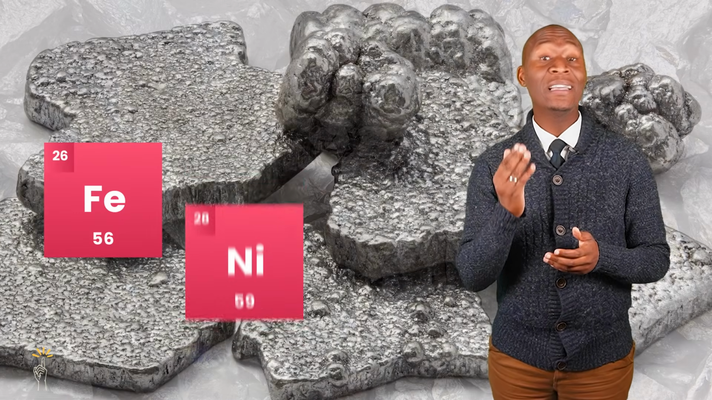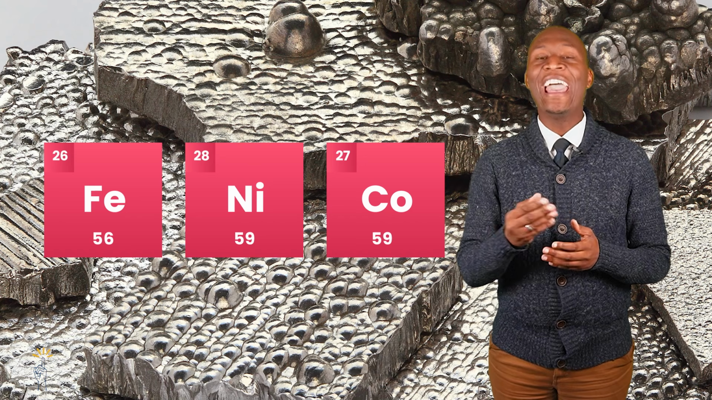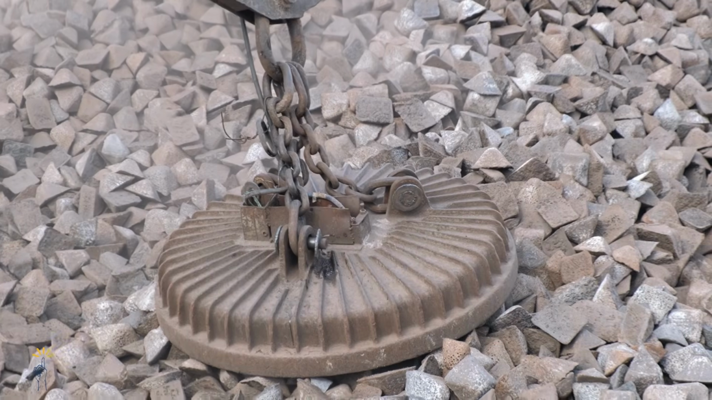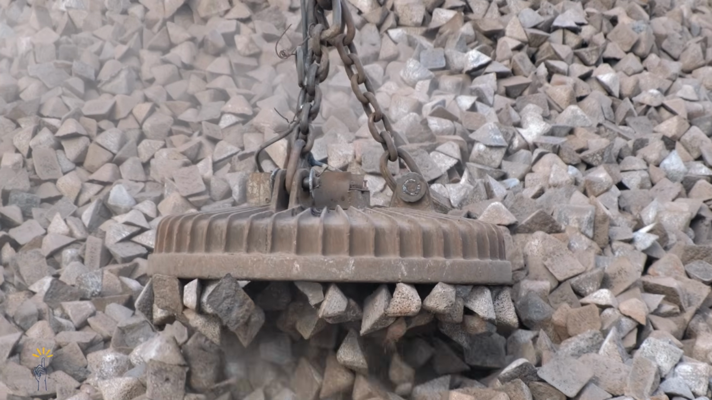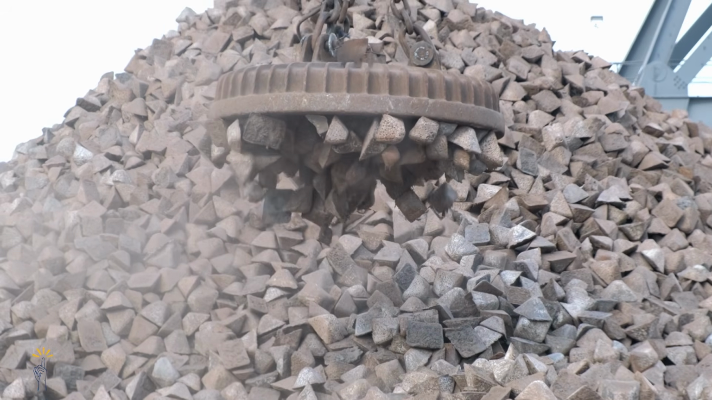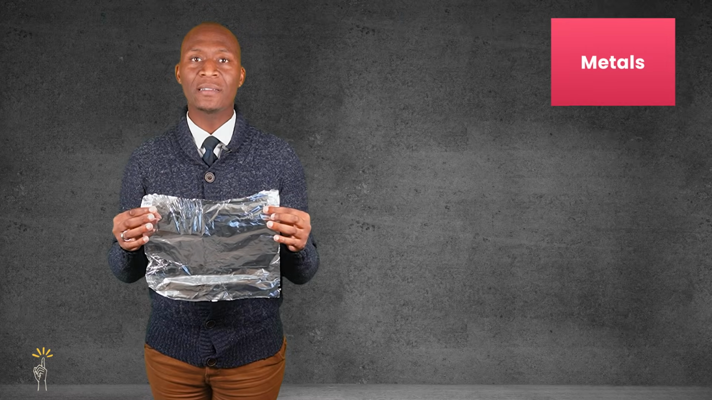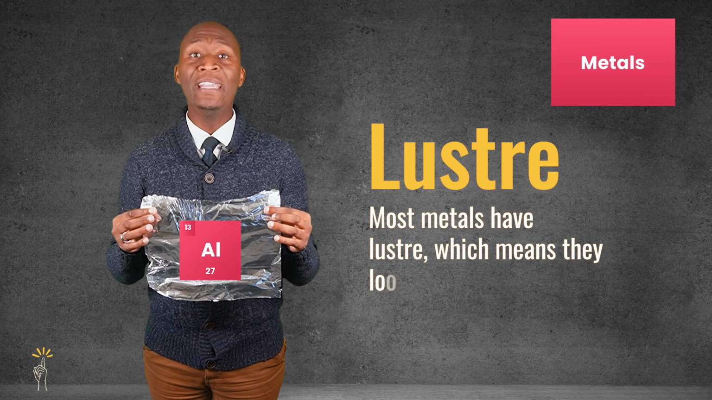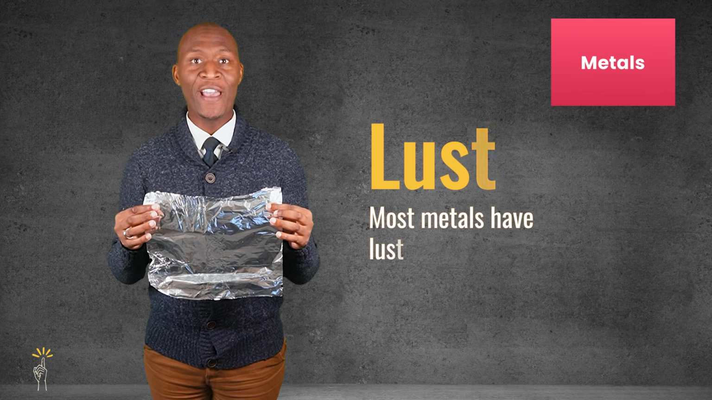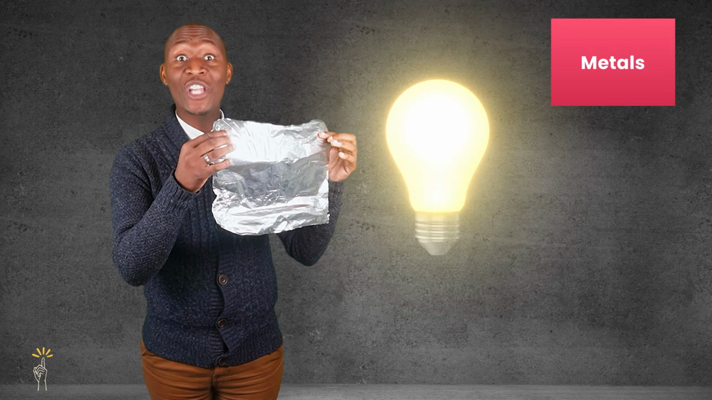Yes, fantastic. The reason for this is that some metals, namely iron, nickel, and cobalt, have magnetic properties. This means that they can experience an attraction or repulsion force when brought close to other magnetic objects. Most metals have luster, meaning they are shiny if polished. If I move this piece of aluminium in light, you will see how bright and shiny it is.